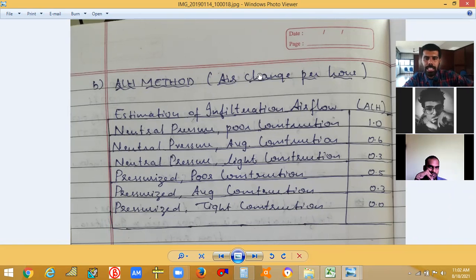This is important. For the ACH method, draw this tabular column and write the different ACH values. The tabular column is already given in the textbook, but still this is important. Write this estimation of infiltration of airflow, given on page 5.11. So in infiltration, these are the ACH values. Don't forget, in HAP also we need to give these values.